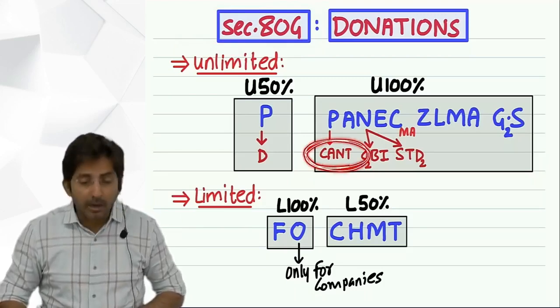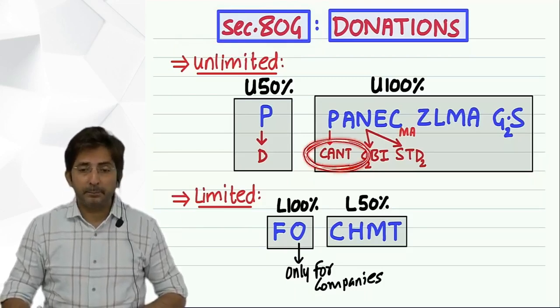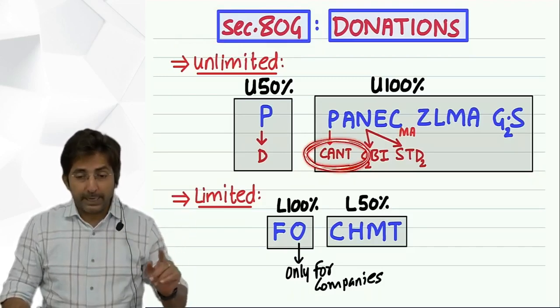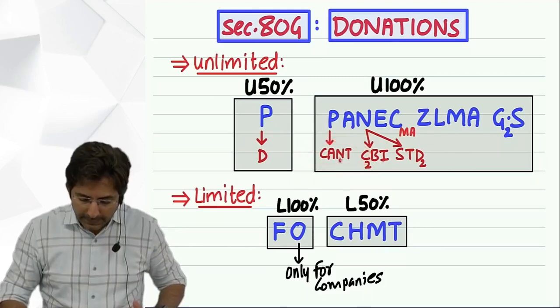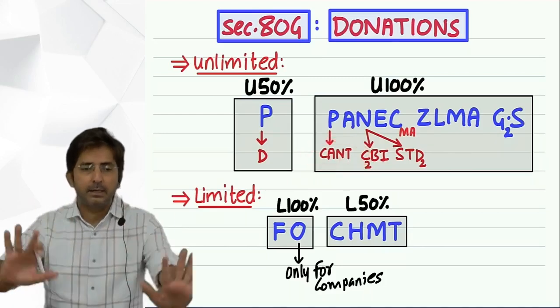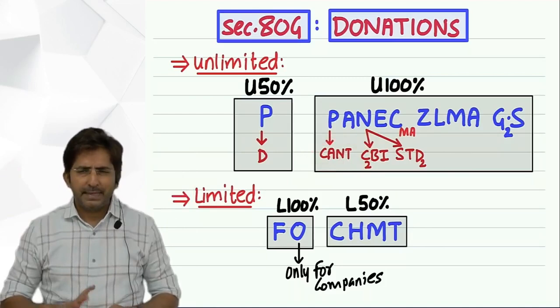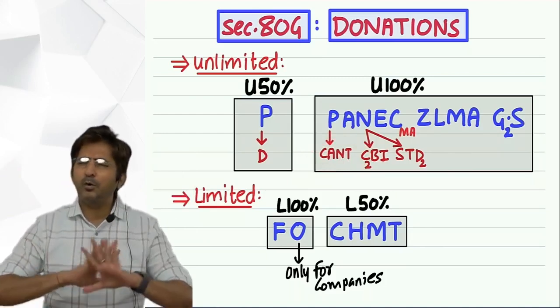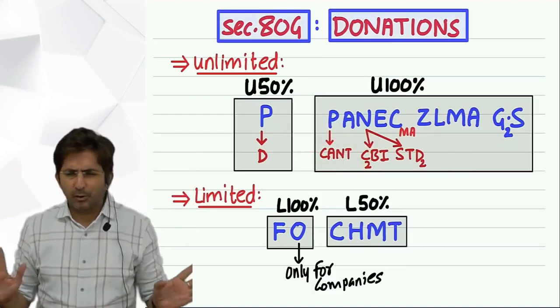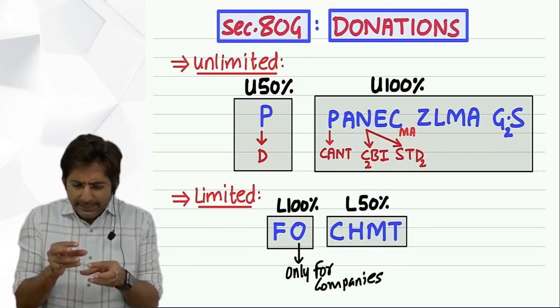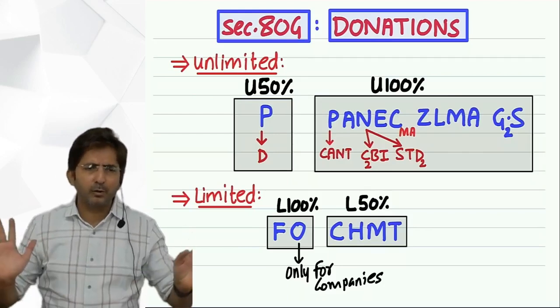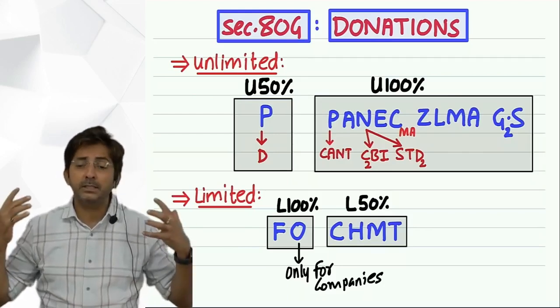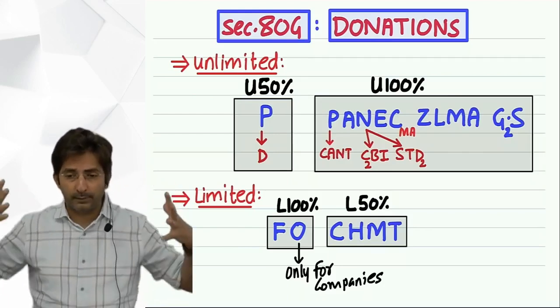Prime Minister can't. What was C? PM Cares Fund. A for Armenia Earthquake Relief Fund. Then N stands for Prime Minister National Relief Fund. National relief means for the relief of the whole nation. This is a general donation. This is not dedicated to a particular activity like drought or earthquake. General donation in the name of Prime Minister National Relief Fund.